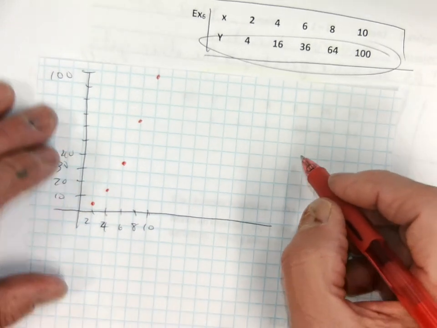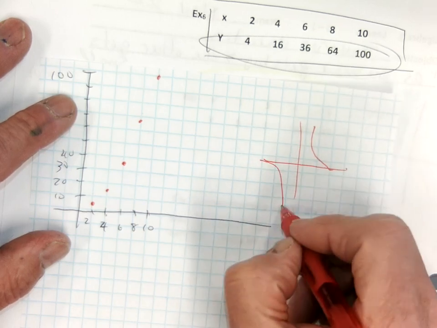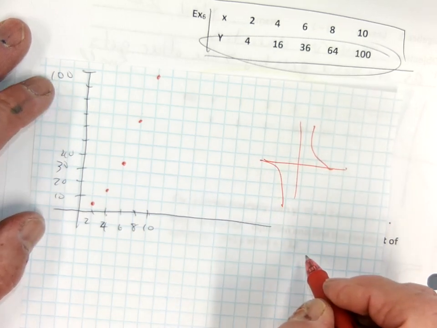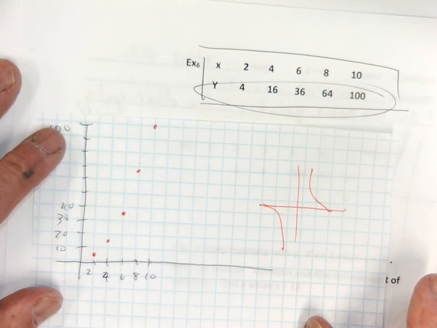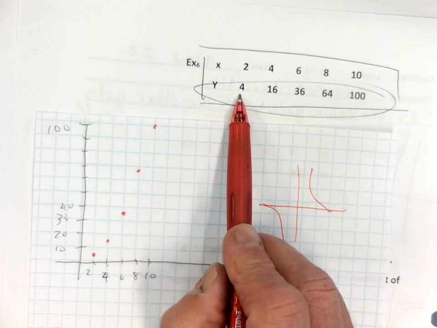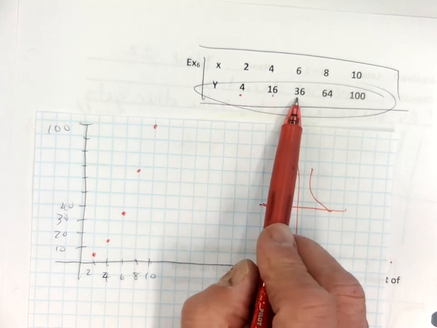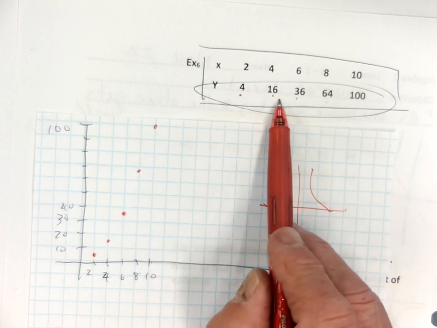Does it look straight? No. Does it look like one of these? No, I don't think it looks like either one. Neither. In fact, these numbers look pretty suspicious to me. 4, 16, 36, 64. What do you know about these numbers?